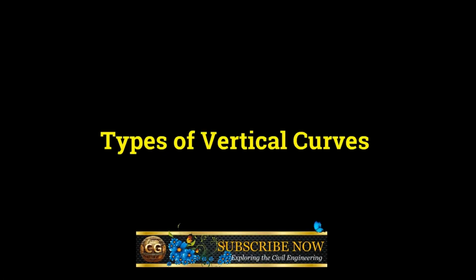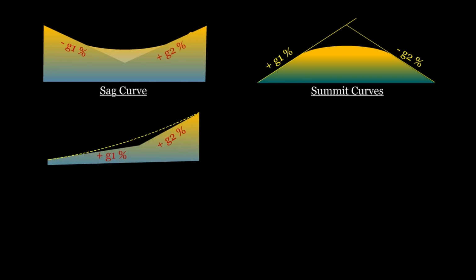Types of vertical curves. There are two primary types of vertical curves. 1. Sag curves, used when the change in grade is positive, typically found in valleys. 2. Crest, summit curves, used when the change in grade is negative, commonly seen on hills. While these are the two main categories, vertical curves can be further classified into 6 variations based on different grade transitions. 1. Positive grade, G1, followed by negative grade, G2. 2. Negative grade, G1, followed by positive grade, G2.